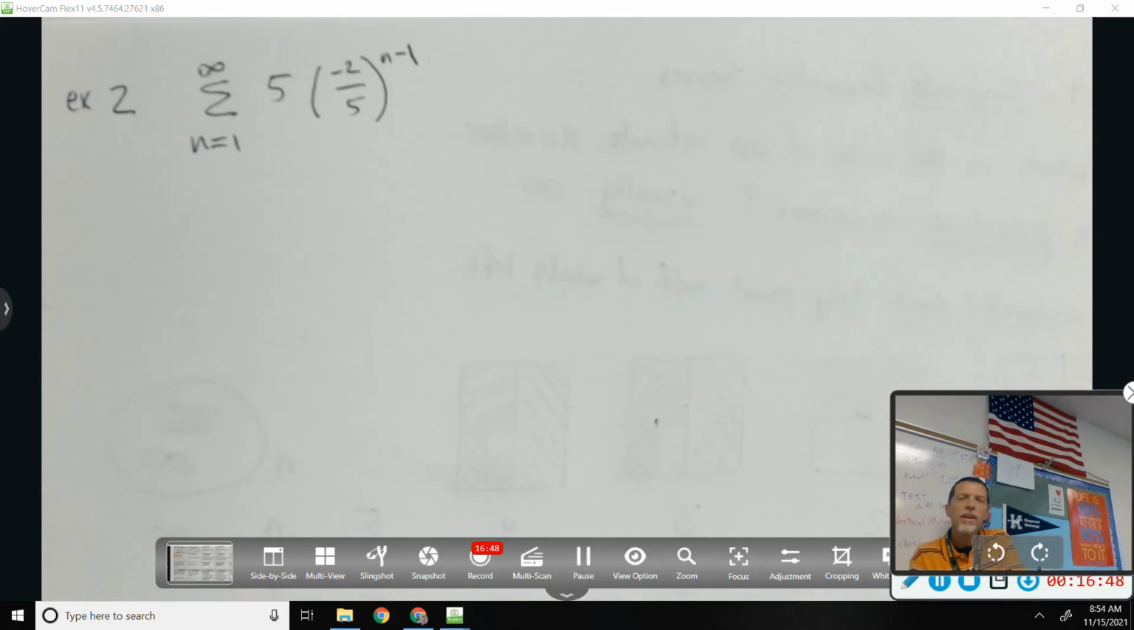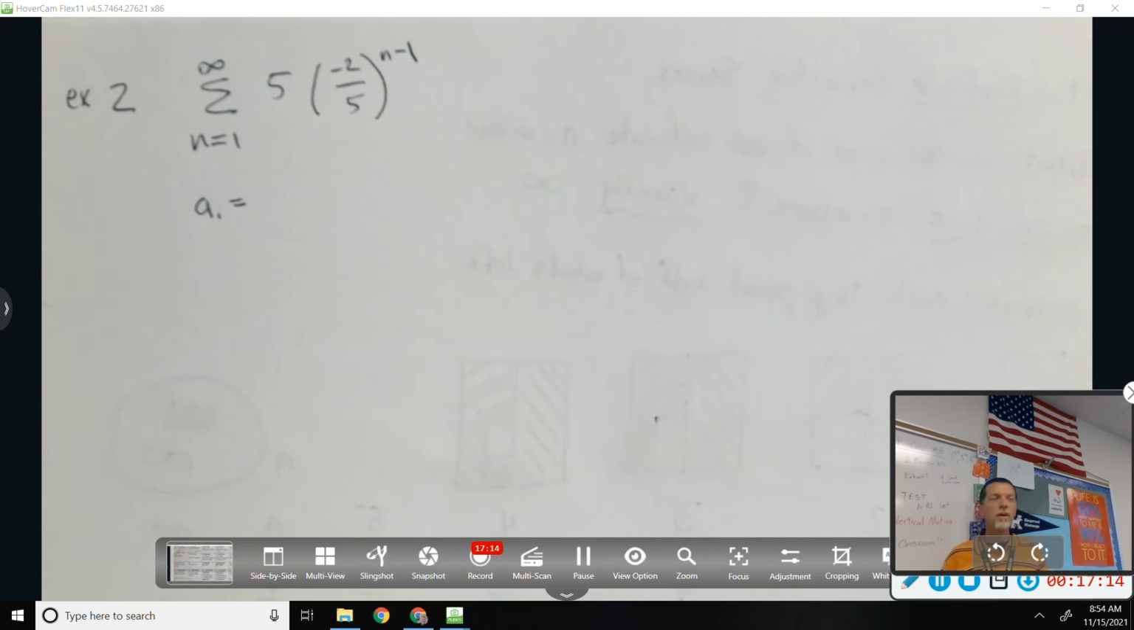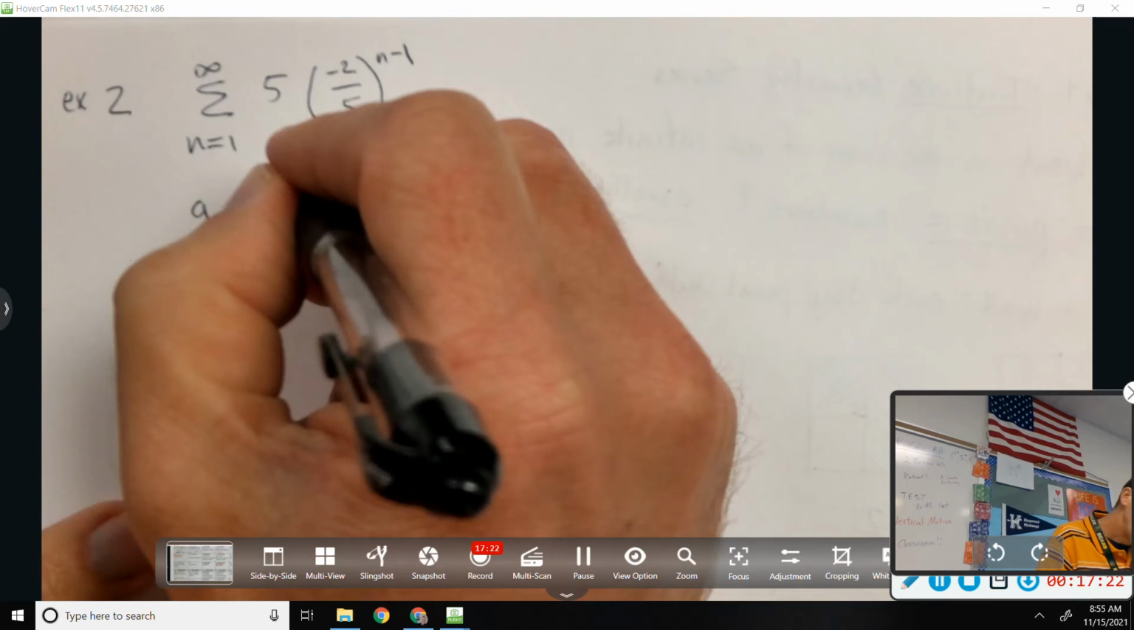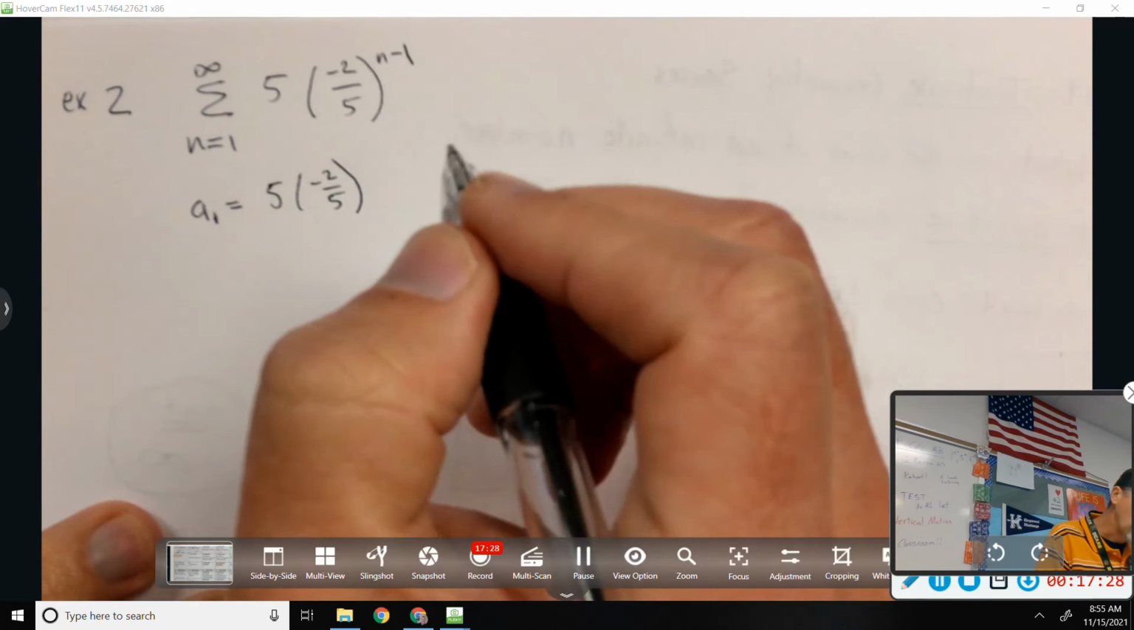Example 2. Sum from n equals 1 to infinity, 5 times negative 2/5 to the n minus 1. Infinite sum, so we need to figure out what R is. Can you tell by looking what R is? If we're not sure, let's find the first couple terms. We're going to need A1 anyway if we're going to use this formula.